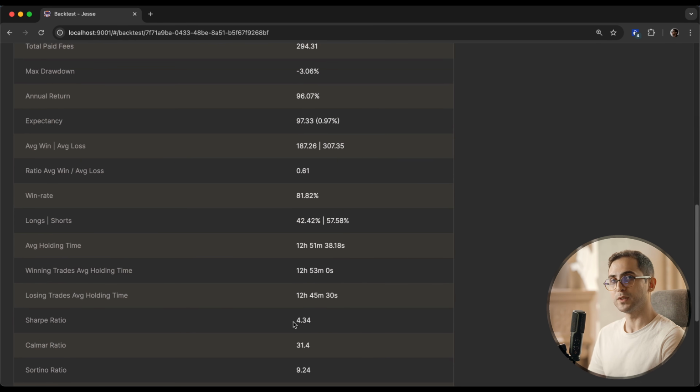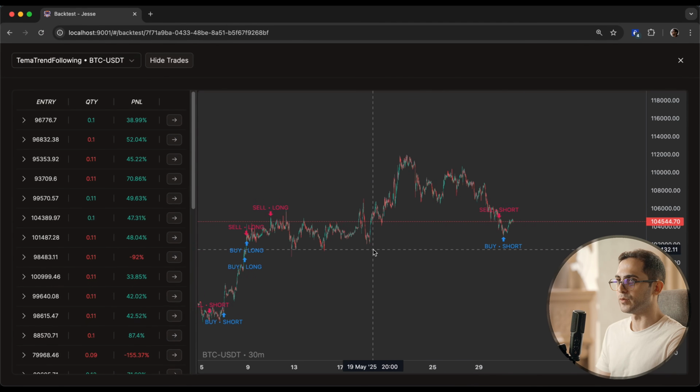Now, by the way, this is a bit too good to be true. Like, yes, we're getting it on 2025, but I don't expect it to be this good in all the periods. And I'm going to backtest it on other periods just in a second. Let's take a look at the interactive charts.